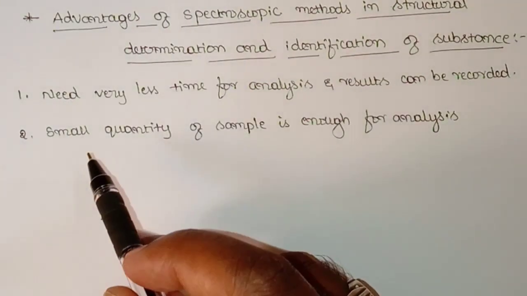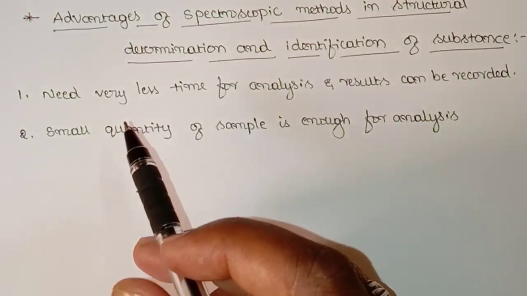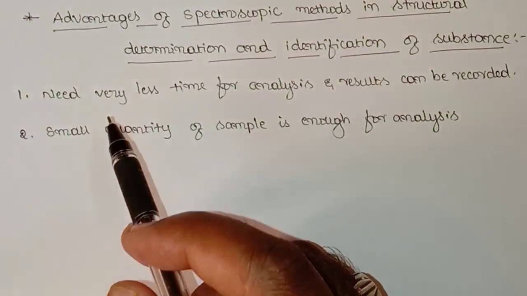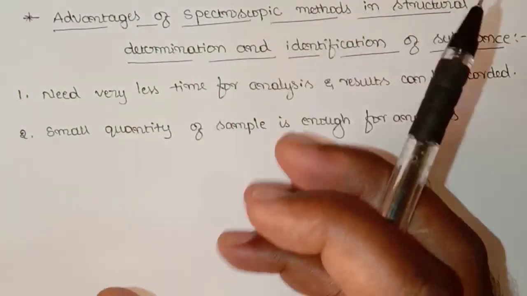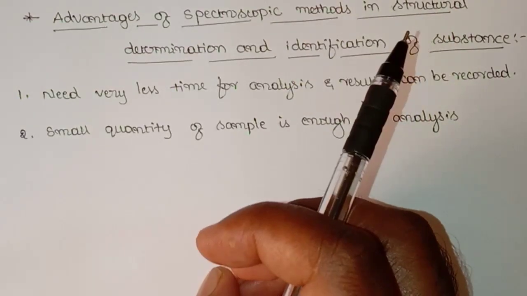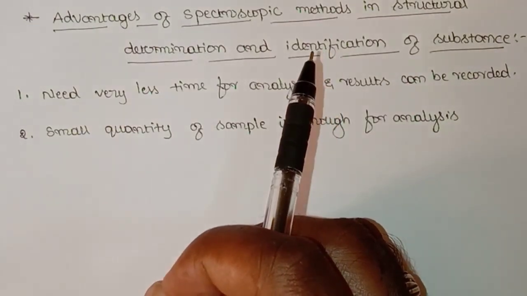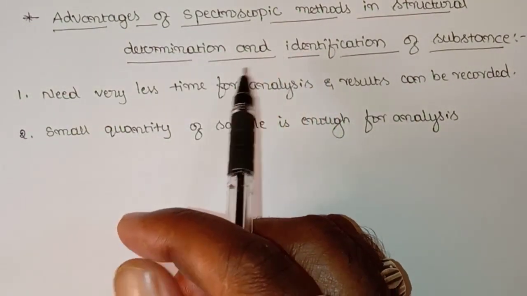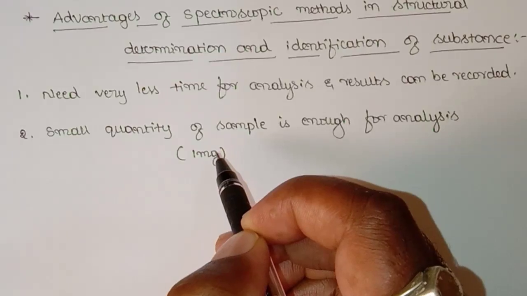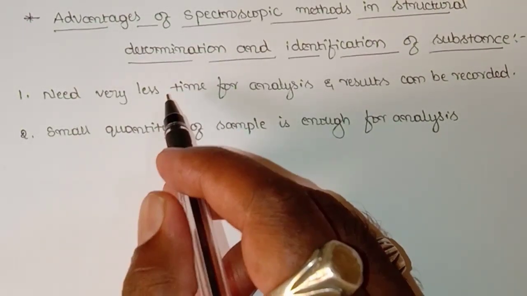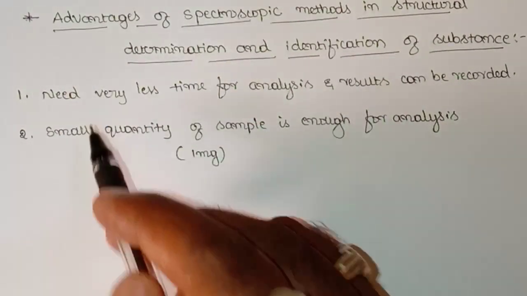Secondly, a very small quantity of sample is more than enough for analysis. Usually, if you want to analyze through volumetric or titrimetric or other conventional methods, and identify a particular substance, we need to take larger quantities of the sample. But in the spectroscopic technique, very little sample is enough. Practically, about 1 milligram of sample is more than enough for the process of analysis so as to get detailed information about that particular sample. So that is the second advantage.